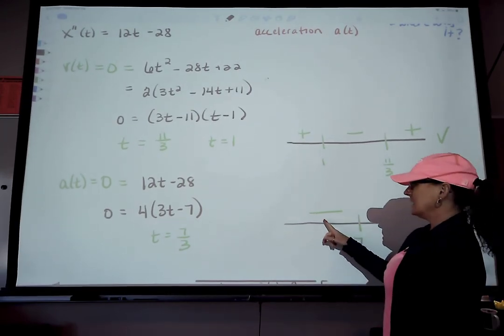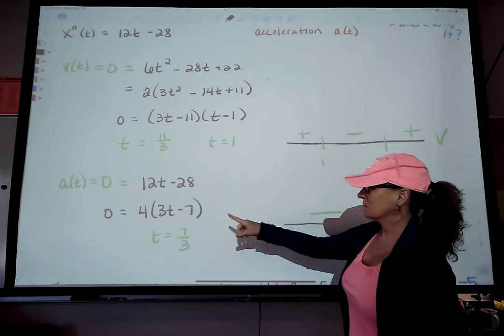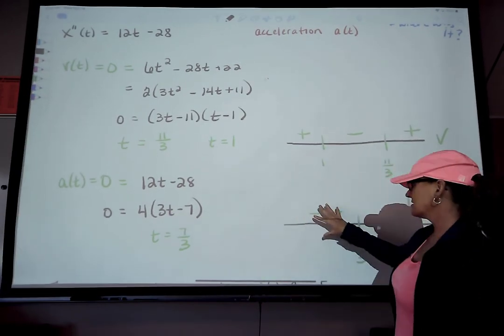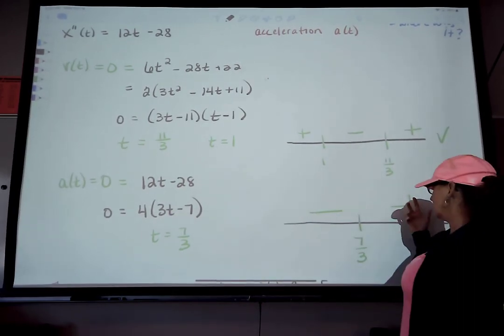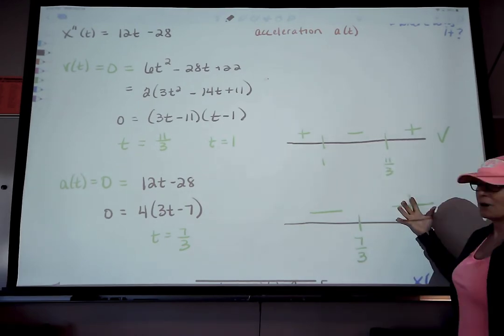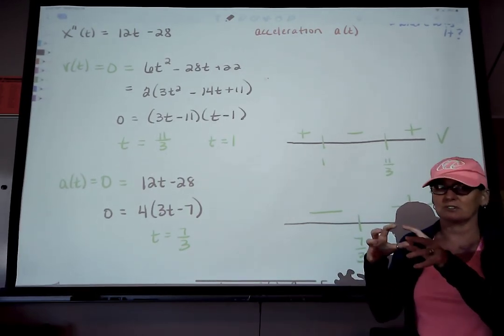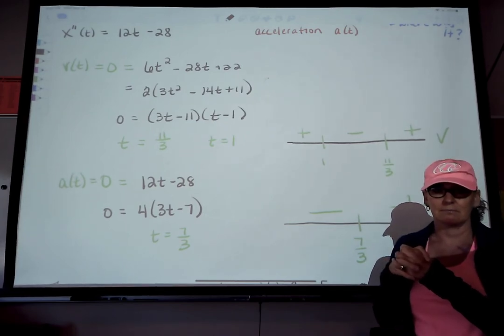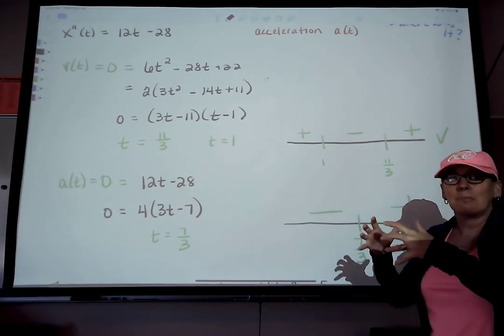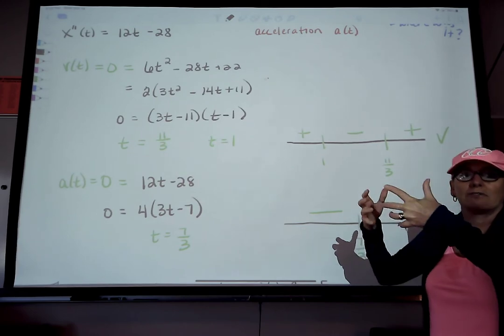When t is 0, my acceleration is negative. When t is 10, my acceleration is positive. That in itself does not tell me when it was slowing down and speeding up. I need to compare that with my velocity.